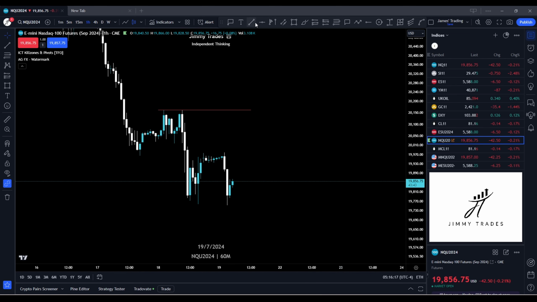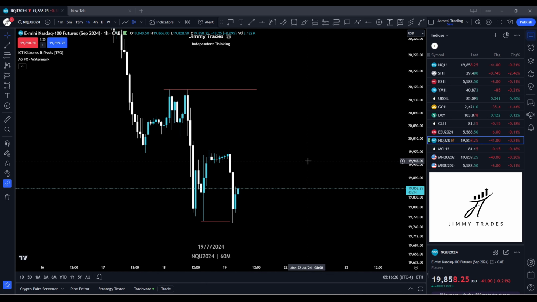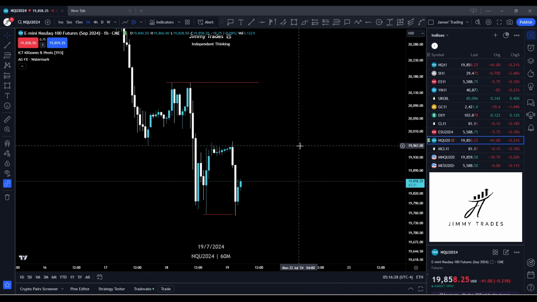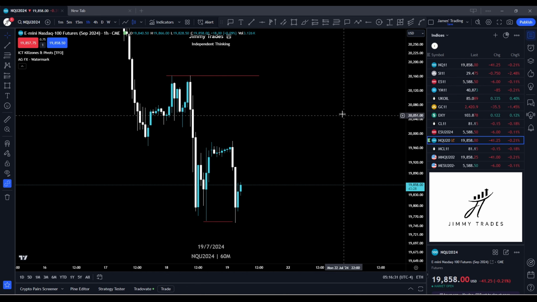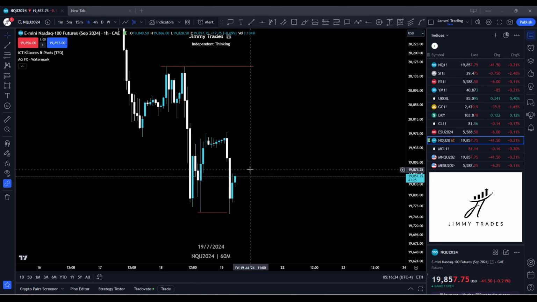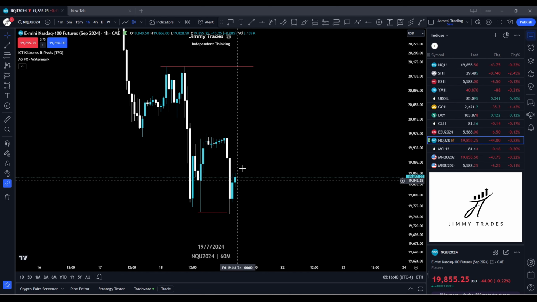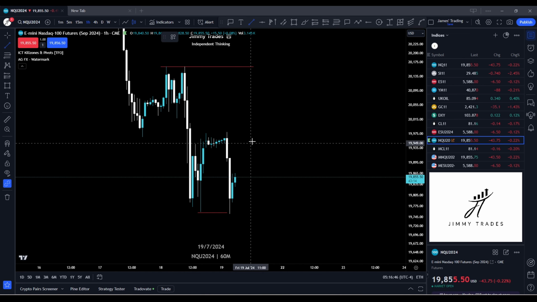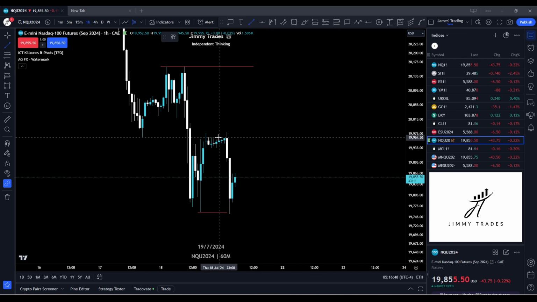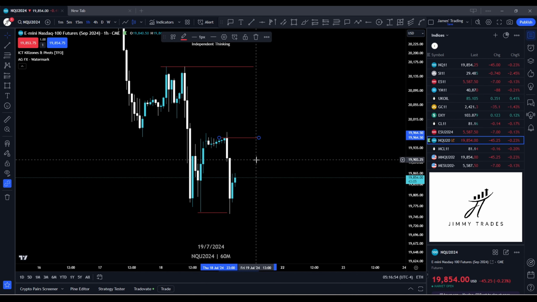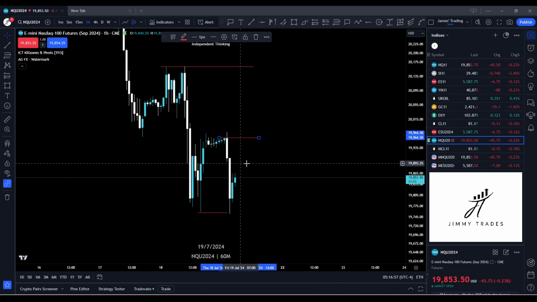We do have a sweep of the lows here. Slight sweep, but it's there. So we need to see price be decisive here and start to push higher. If price was to move from here and just keep going higher, then this would be an area we'd be looking for a change in the state of delivery. But we're just going to have to wait and see what price does.